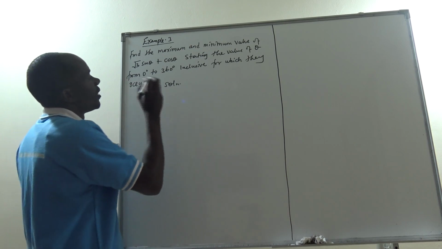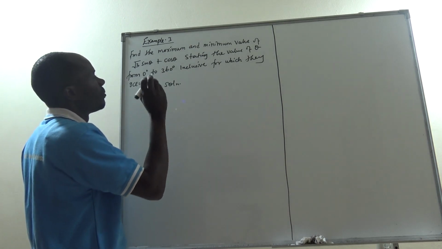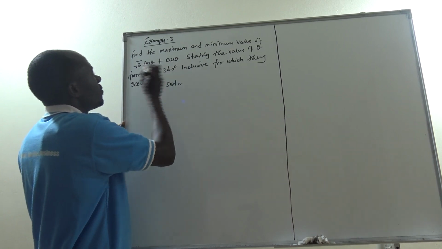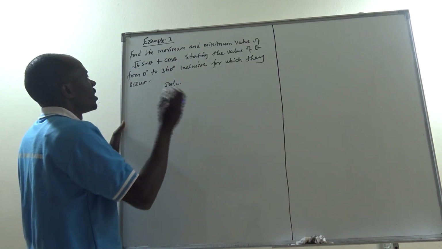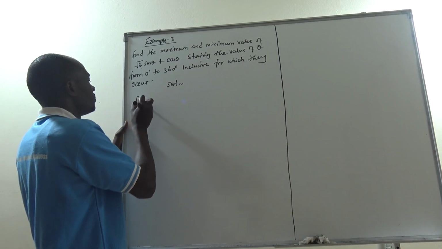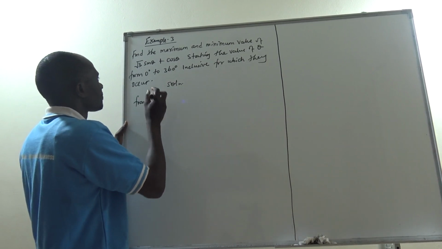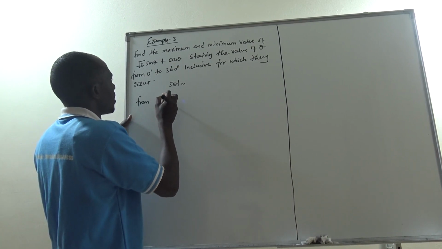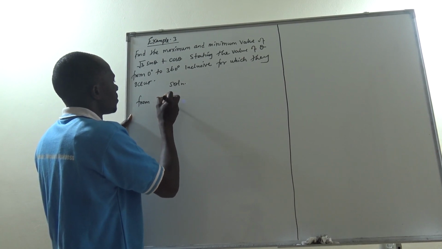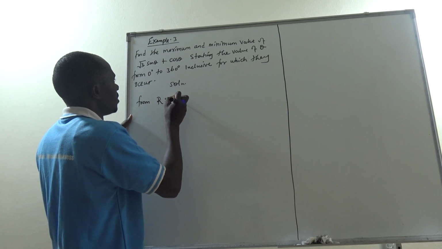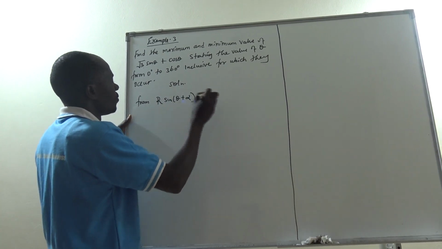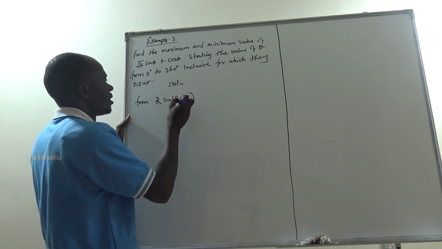Now, for it to be maximum, before you tell, first look at this one. Which form is it expressed in? So I can say from R sin into theta plus alpha. If we try to expand this, what is happening?